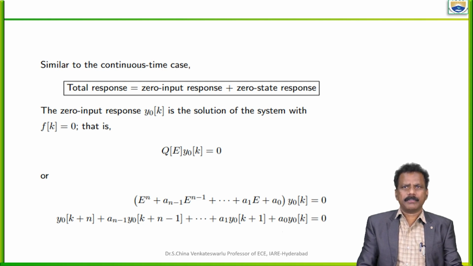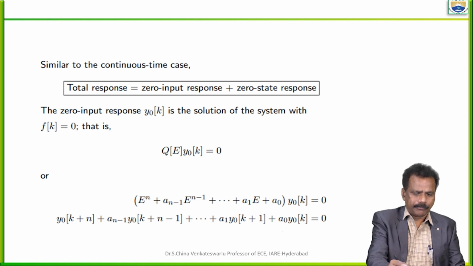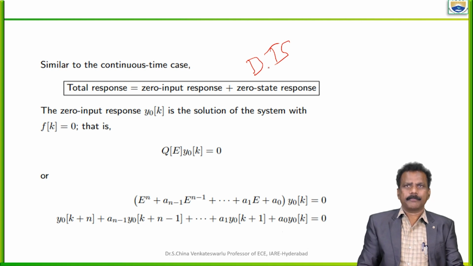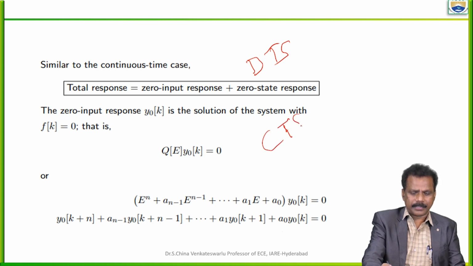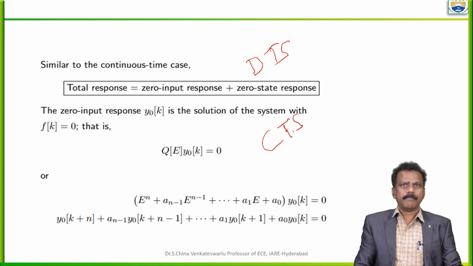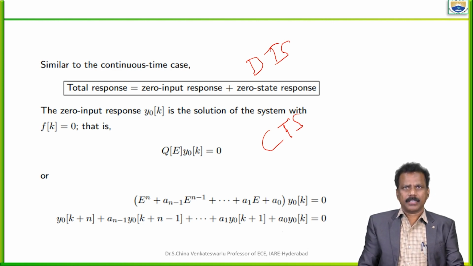In the previous one, DTS is the discrete time system. But we are talking about the time domain analysis with reference to DTS. Based on that, similar to the CTS, continuous time system, for both DTS and CTS, similar to the continuous time case, total response is equal to zero-input response plus zero-state response.